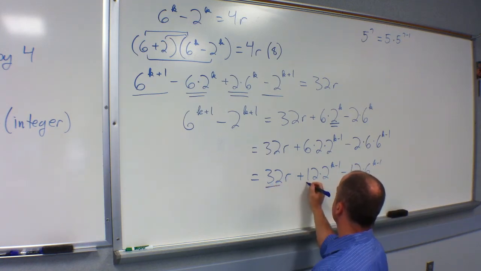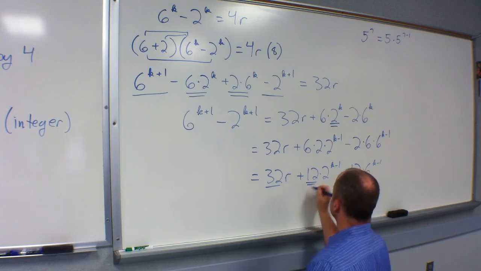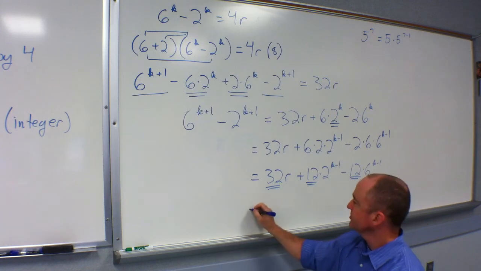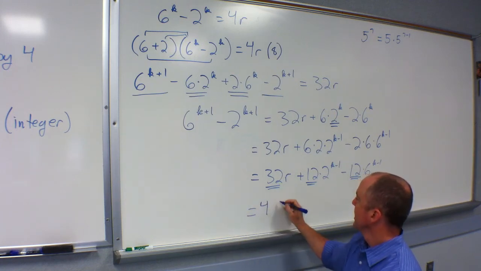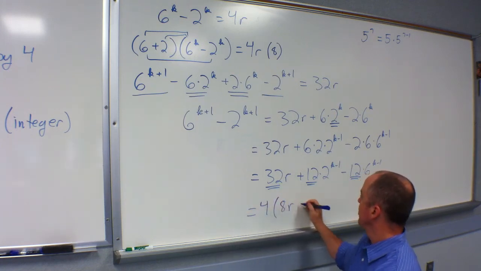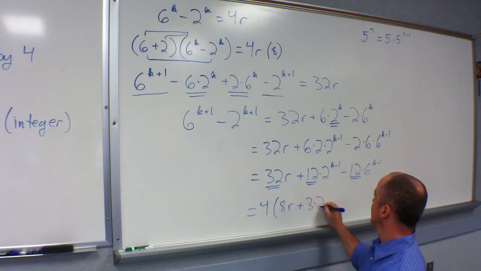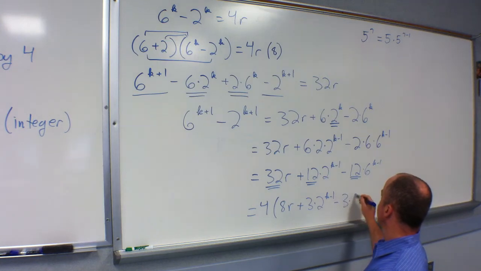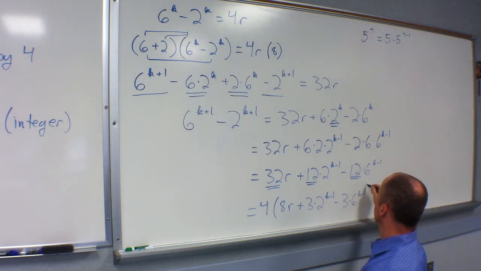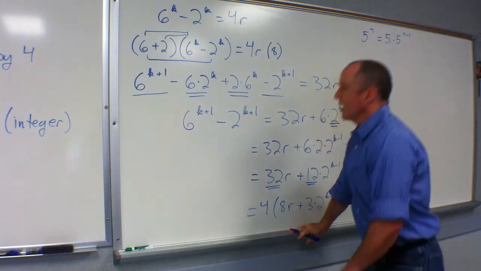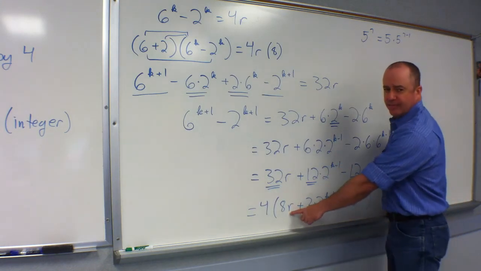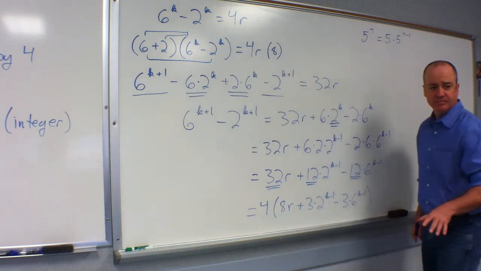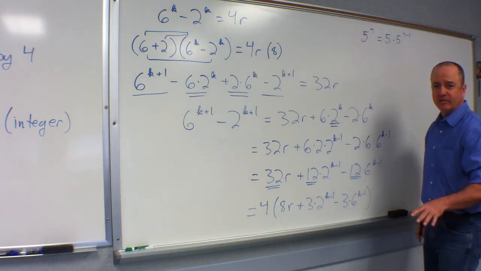My coefficients are 32, 12, and 12. Can I factor a 4 out of all of those? Yeah. Now, that's 4 times 8r plus 3 times 2 to the k minus 1 minus 3 times 6 to the k minus 1. R was an integer. If I multiply 8 times r, will I still get an integer? Everybody confident with that?